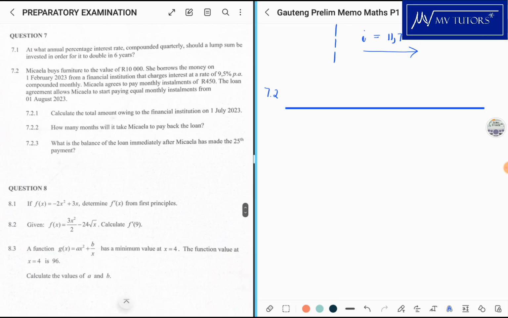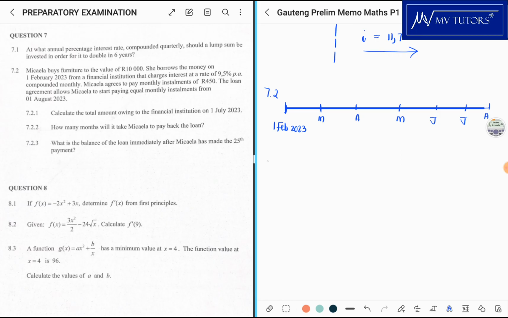Okay, so she borrows money on the 1st of February 2023. If she were to start paying immediately, she would have to start paying in March. So we have February, March, April, May, June, July, and August. Okay, anyway, let's just summarize the other information.